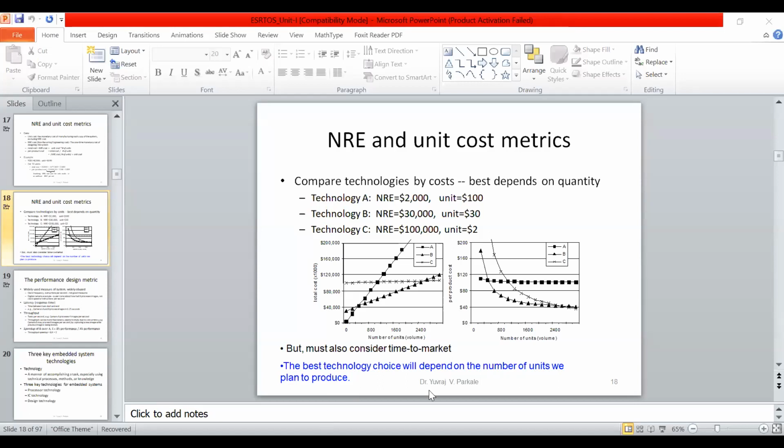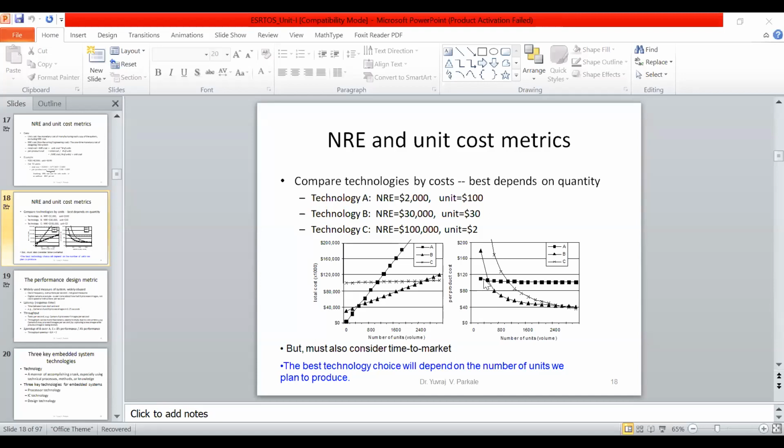Okay, so that is the conclusion from this particular slide. We have compared three different technologies, each having a different NRE cost and unit cost. You have to find out the total cost and the per product cost for different ranges of units, and then you come to the conclusion that you cannot say technology A is better, or B is better, or C is better.